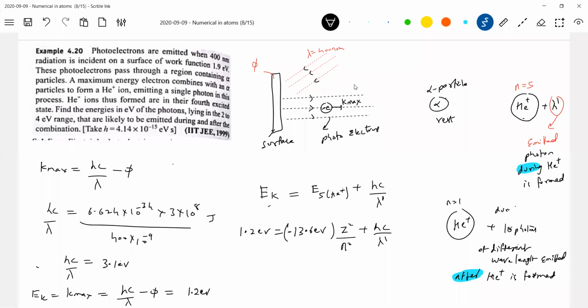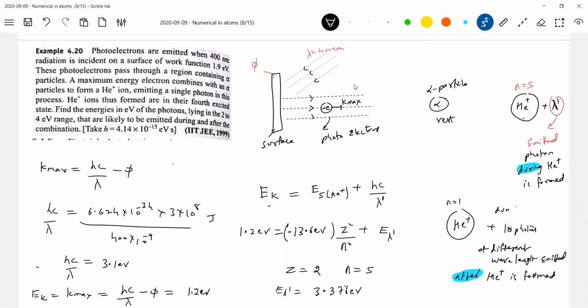I think better to write the energy of photon, no need of lambda, E lambda dash. Everything will come in electron volt, we can compare. What should be the value of Z? Helium, 2. What should be the value of n? 5. Substitute, you'll get E lambda dash as 3.376 electron volt.